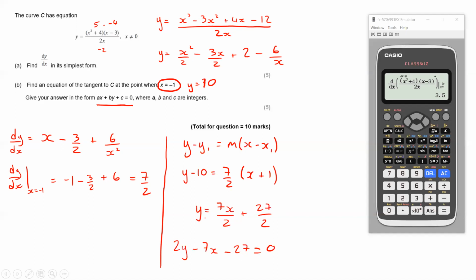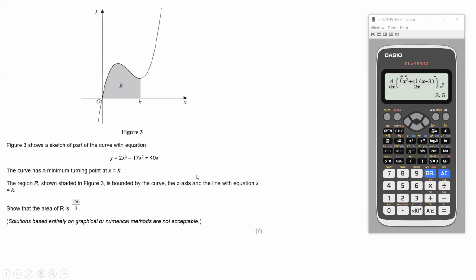That's that one. Now let's move on to some statistics. Oh no, not statistics, some integration. Got how many questions we've got here. Figure 3 shows a sketch of part of the curve with equation y equals this. Okay, yeah, I'll make this the last one. We've already got some statistics videos, so I'll make this the last one from here.